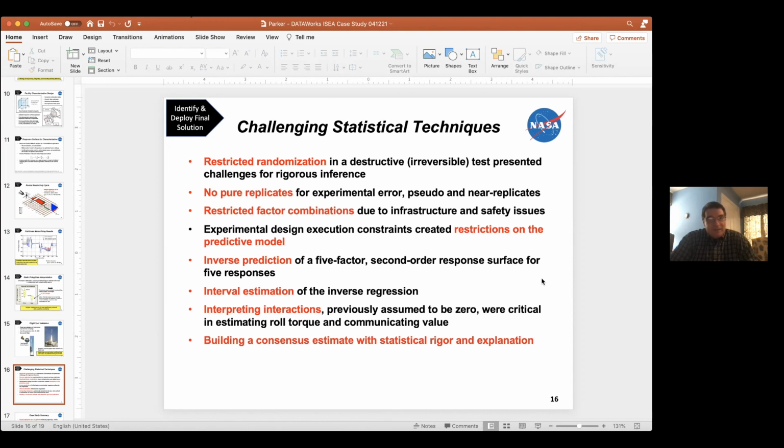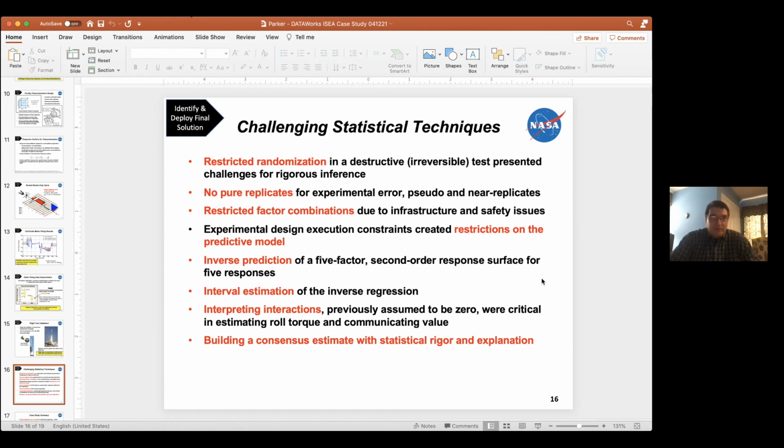I don't know how many people take a general DOE course and find out that they need to randomize and they can't do all the factor combinations. And that sort of becomes a problem in whether I can apply this method. This basically had all of those restrictions.